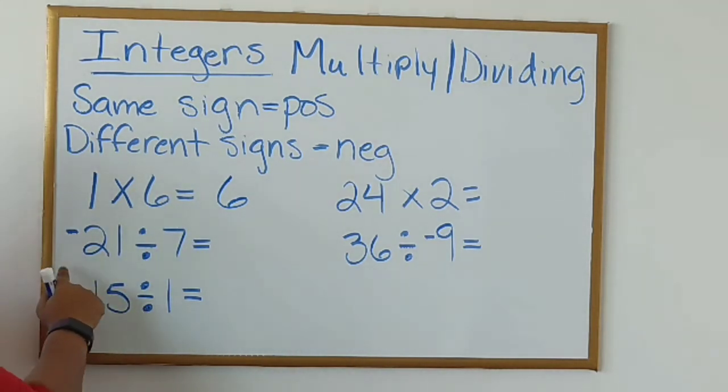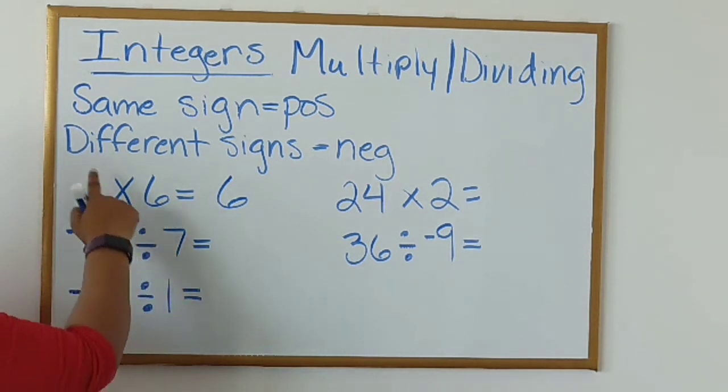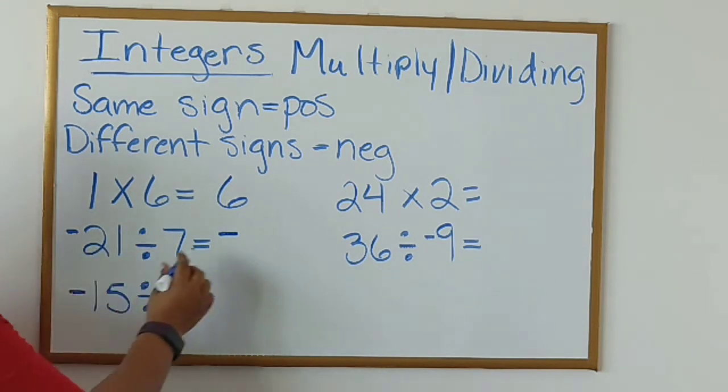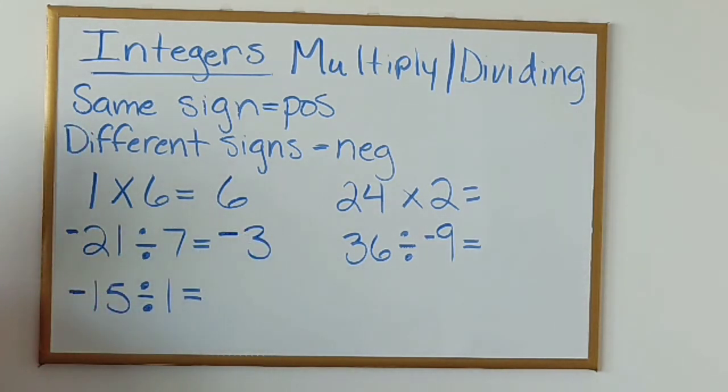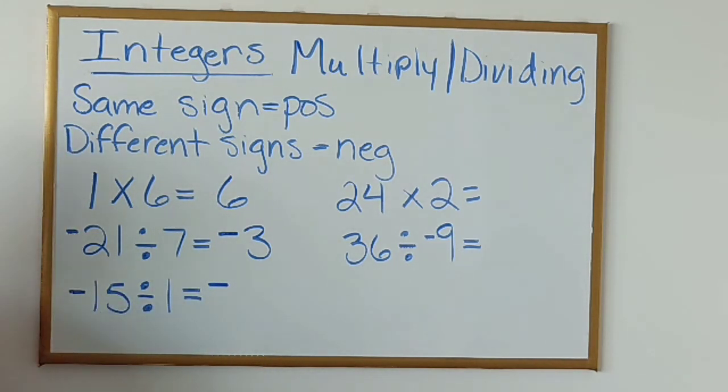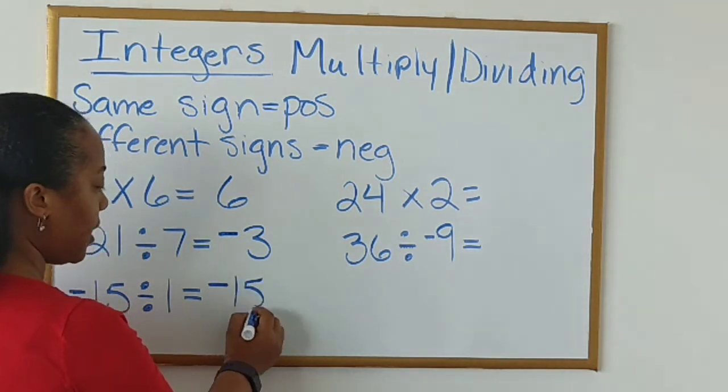Well, on this one, we have a negative 21 divided by 7. One is negative, one is positive. Different signs, your answer has to be negative. So 21 divided by 7 gives us a negative 3. All right, so now we also have a negative 15 divided by a positive 1. I'm sorry, I said largest. I'm thinking of adding and subtraction, but we have different signs here. So therefore, your answer is negative 15.